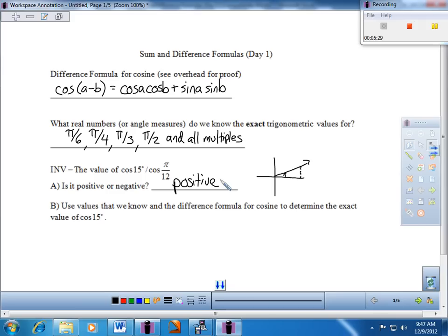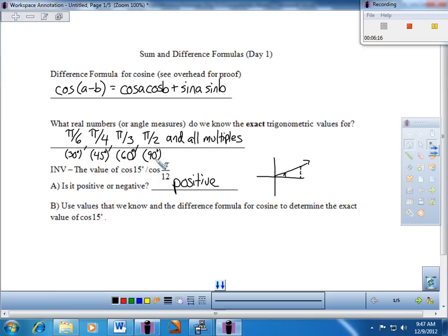Okay, now part B. It says use values that we know and the difference formula for cosine to determine the exact value of cosine of 15 degrees. So I'll stay in degrees for just a second here, and then maybe we'll transfer it over to radians. But I would ask you, can you think of two numbers that we know that we can combine together in order to create 15 degrees? And again, this would be using a difference. And by the way, if it helps you, I'll just put the degree equivalents down below here, just in case that's something that would be useful for you.